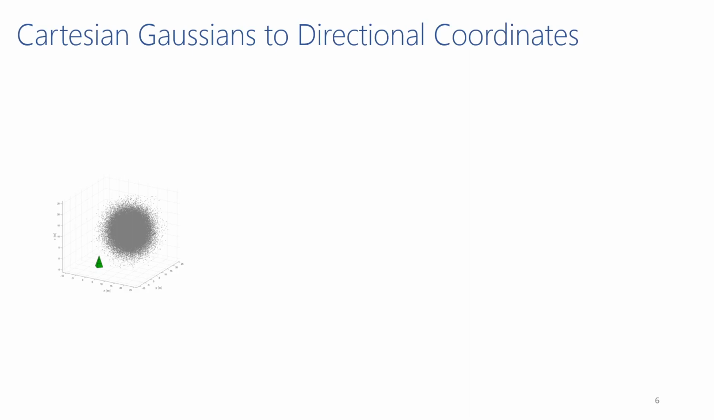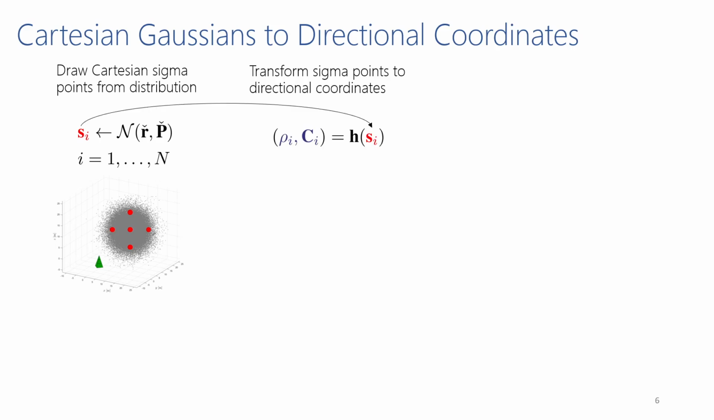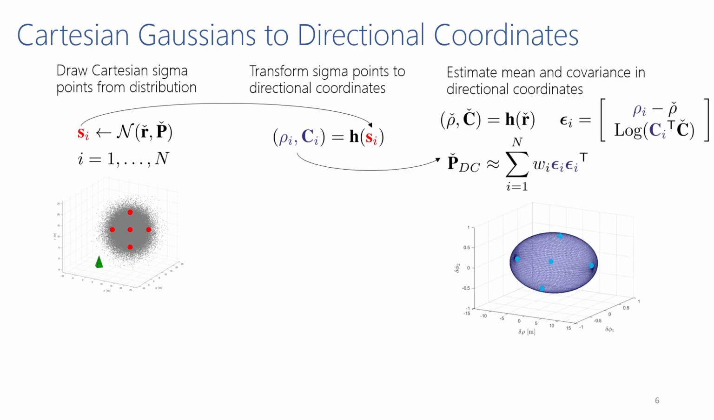However, before we can do that, we must find a way to convert that initial prior distribution, which was expressed as a Gaussian in Cartesian coordinates, to some sort of equivalent distribution in directional coordinates. In our paper, we use sigma points for this step. We first begin by drawing Cartesian sigma points from the initial prior distribution. We then transform these sigma points to directional coordinates by passing them through the mapping h. We finally use the converted sigma points to estimate an equivalent Gaussian distribution, but in directional coordinates.